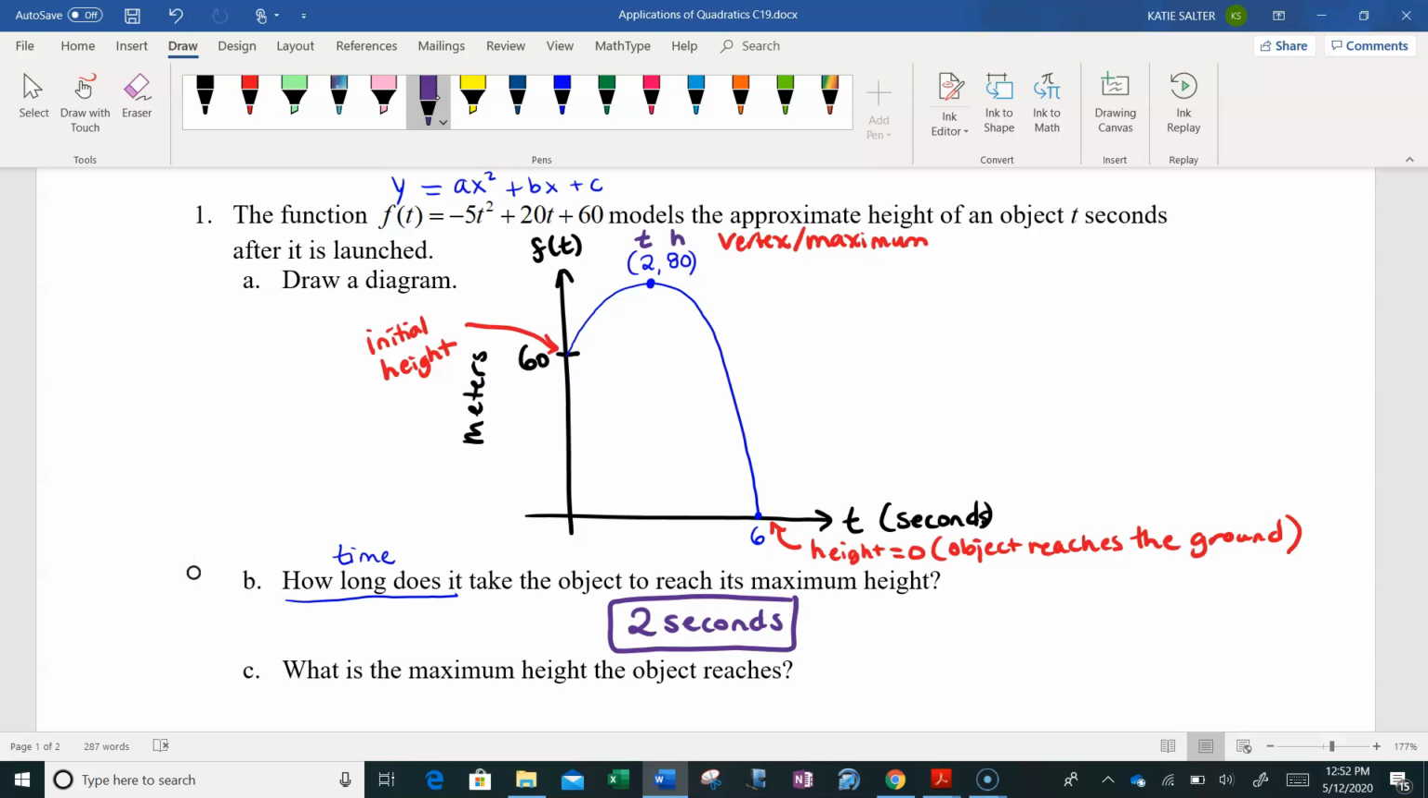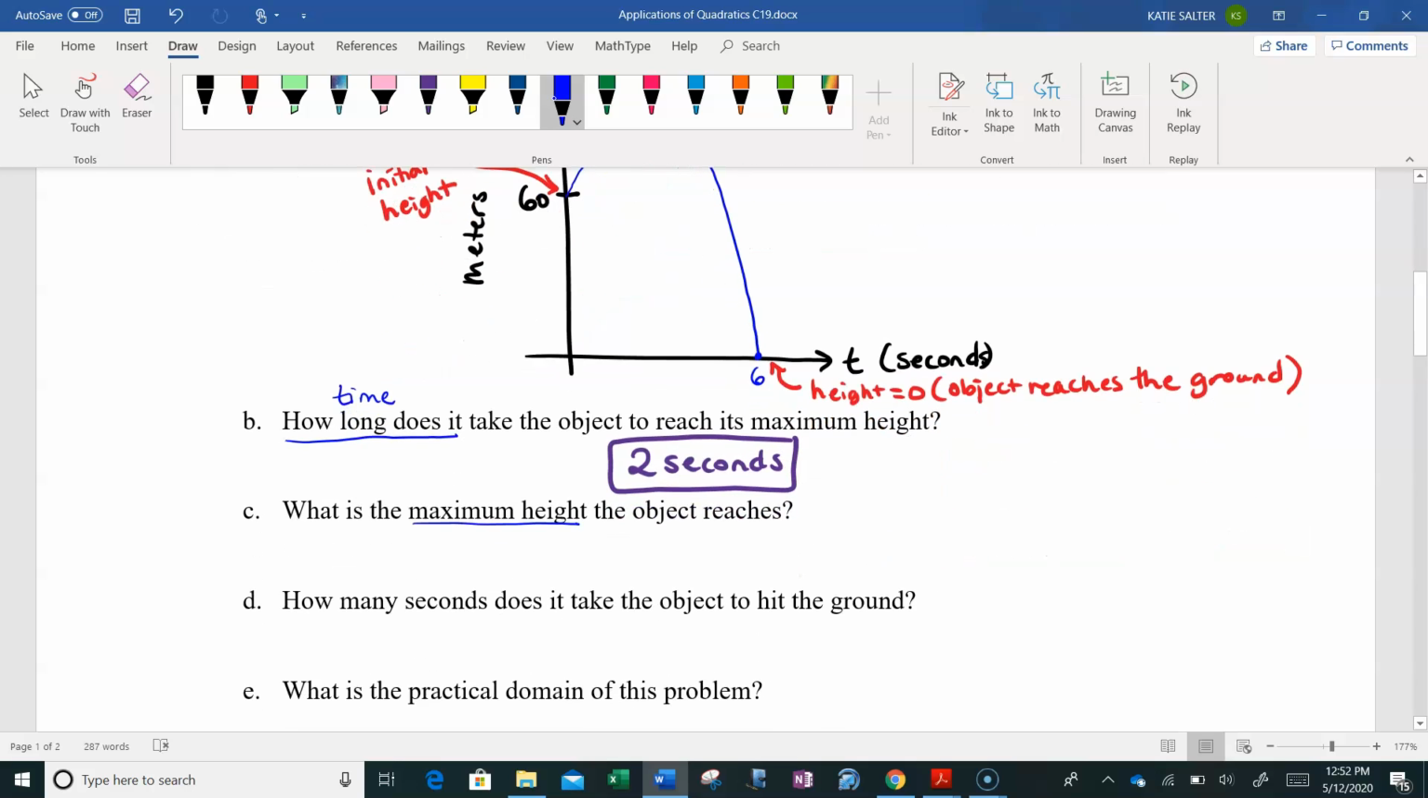Then it goes on to say, what is the maximum height the object reaches? Again, we're still talking about that maximum up here. What was the highest height it reached? So that would be the 80. And then remember, I know the problem didn't say it, but we're going to use meters. So we would say 80 meters.